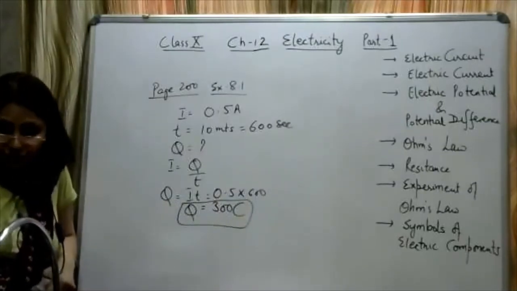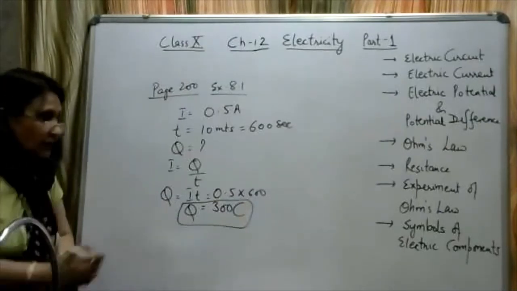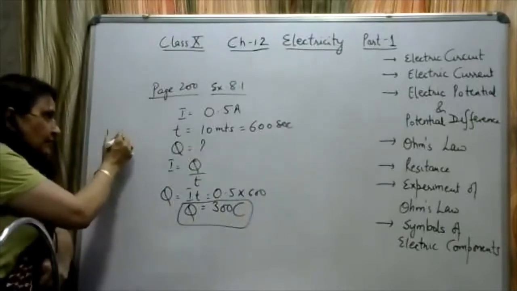Okay, then there are a few unsolved questions given on page number 200 only. Question number 1 is, what does electric circuit mean?